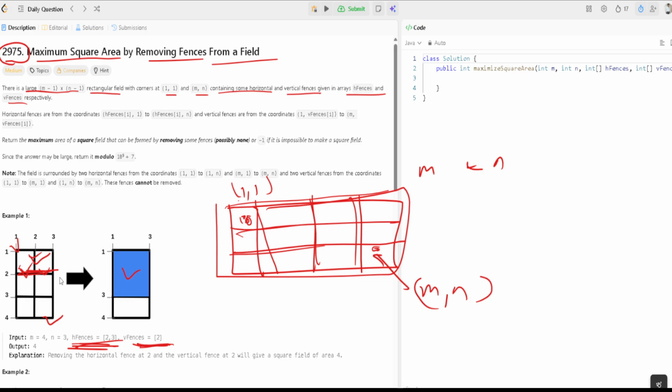So if we are allowed to remove some fences, after removing them we want to form the largest possible square, not a rectangle. Make sure that it is not a rectangle. We want to form the largest possible square, which is like this, and we have to return the area of this square. If no square is possible, we'll return -1.